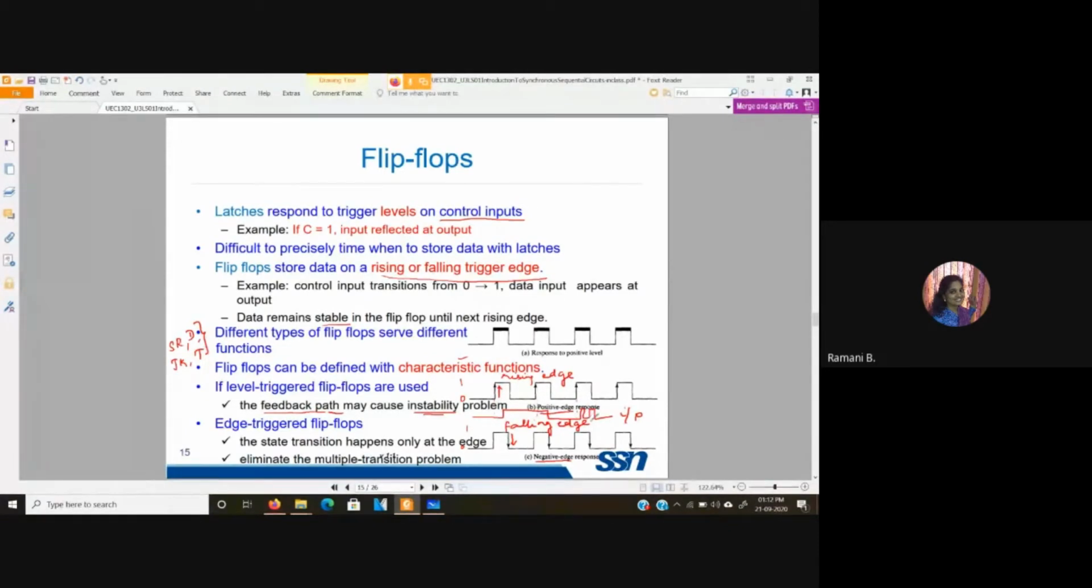However, in between there are so many transitions. However, the circuit will not take into account all these transitions. It will be looking only for the value of input that is happening at the edge. Okay, that is what makes these flip-flops give us a stable operation. So that is what is mentioned as eliminating the multiple transition problem. It will not have so many transitions.